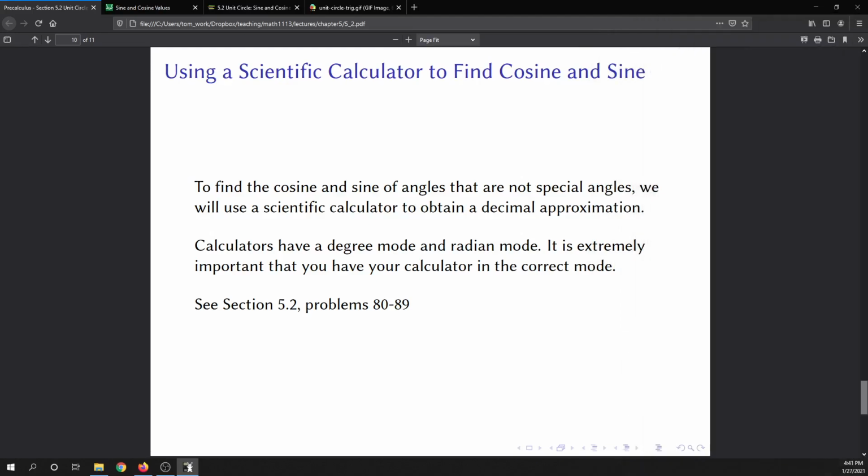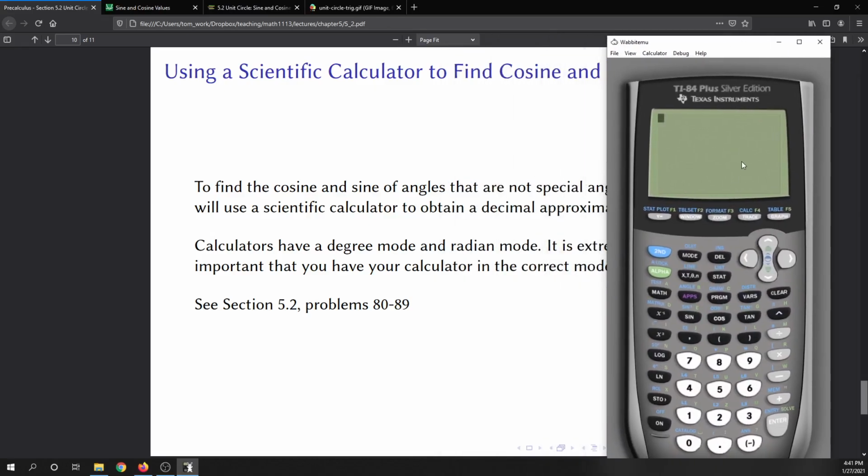All right. So one of the things you need to be very careful of is that calculators have both a degree mode and a radian mode. So you must be in the correct mode when you're calculating these things on the calculator. On your calculator, you might see DEG on the screen, which indicates the calculator's in degree mode. Or you might see RAD, which indicates that the calculator is in radian mode.